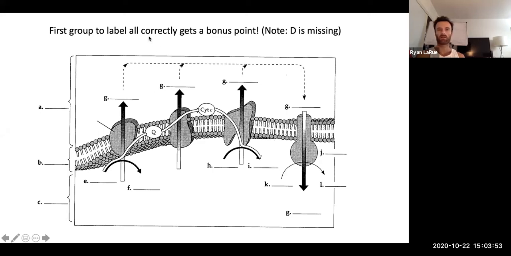Say the letter again. D. Just D is missing. There's no D. So there's an A, B, C, right? But no D. I don't know why. I just borrowed this image and everything's there. It's just, I don't know. They forgot D, I guess.